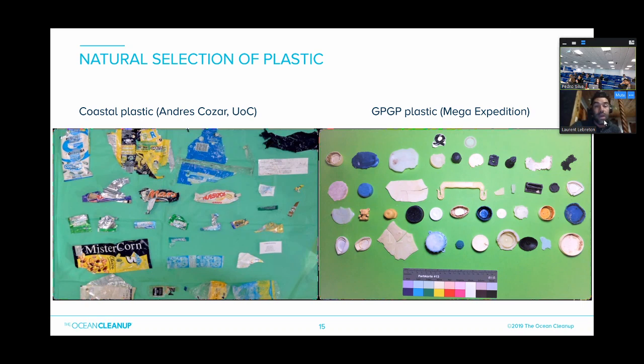There's a lot of wrappers. And on the right, you actually don't see any wrappers, you don't see any plastic bags, you don't see any plastic straws, all those sort of plastics that are very present in the discussion. Actually, it's not really concerning the garbage patches. What we find in garbage patches is really thick floating HDPE, polypropylene, those kinds of plastics that degrade very slowly, like those bottle caps.